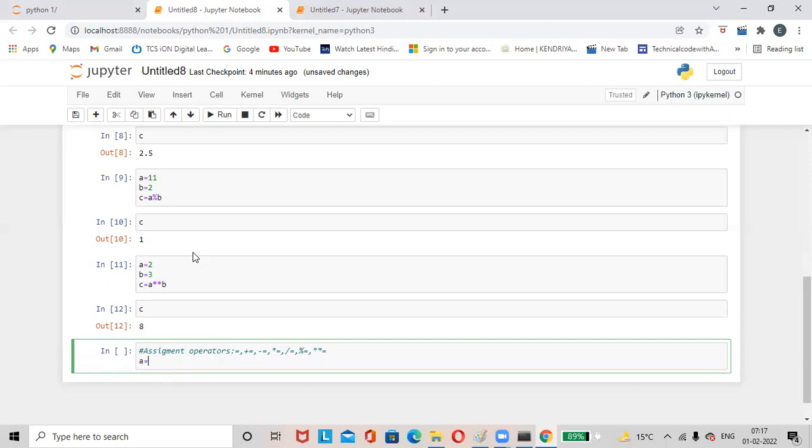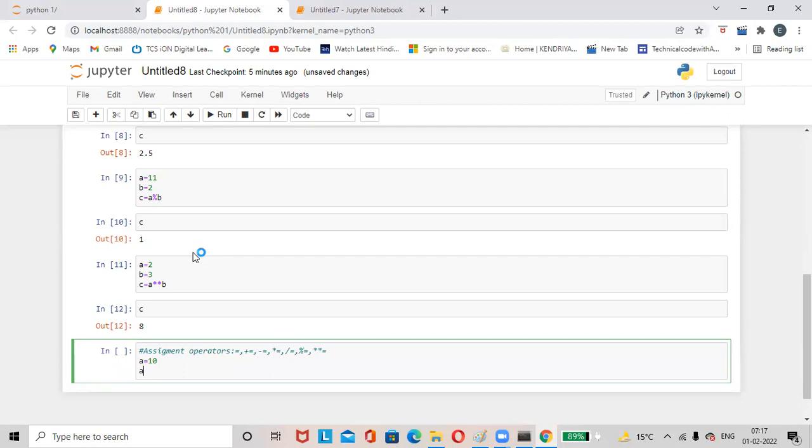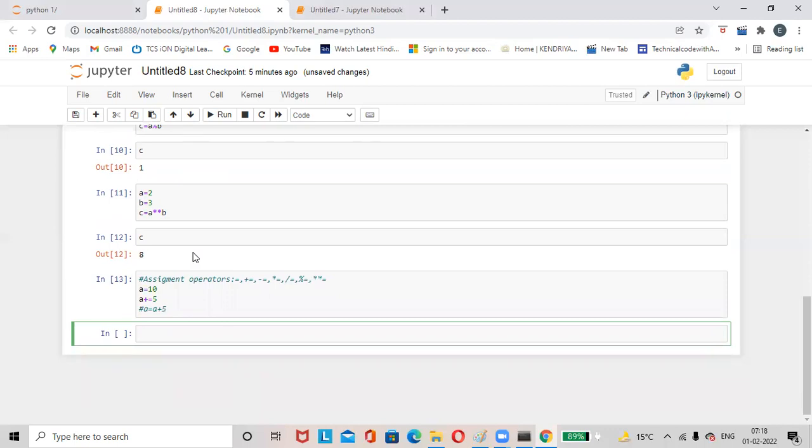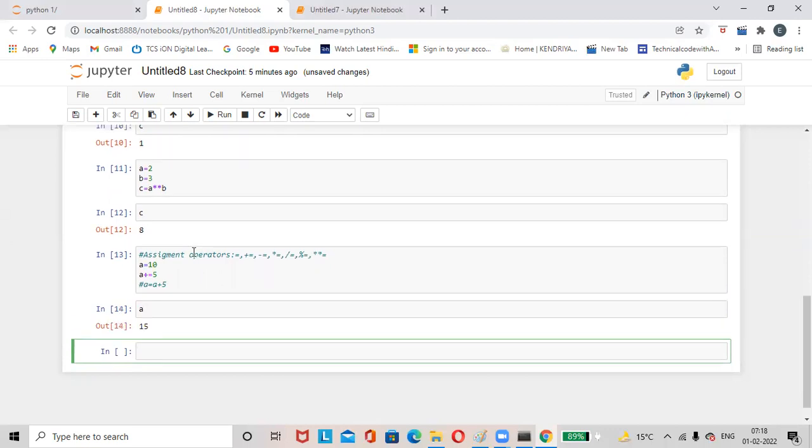A equals 10. A plus equals 5. What does it mean? A equals A plus 5. Okay, compile the code. What will be the A value now? A equals A plus 5, 10 plus 5, 15. Print the value of A. A value is 15.